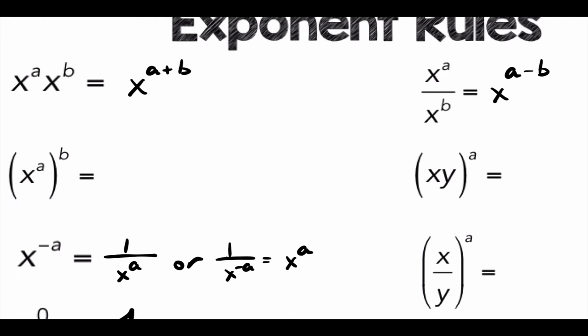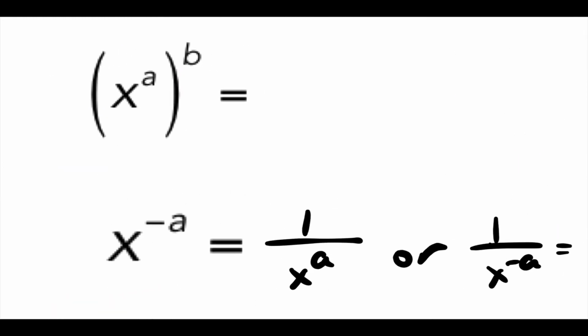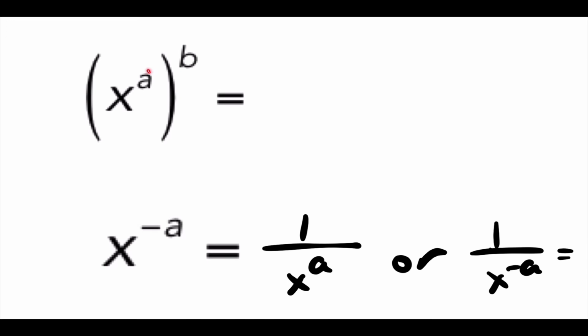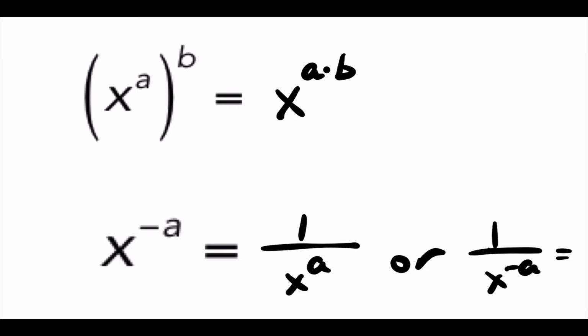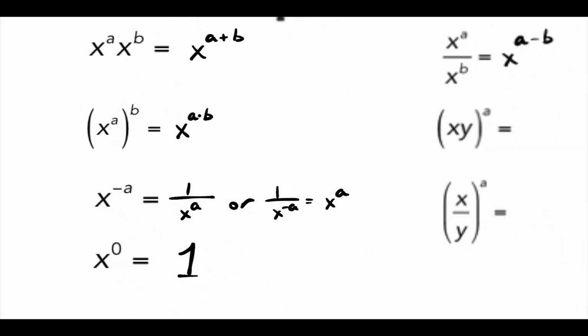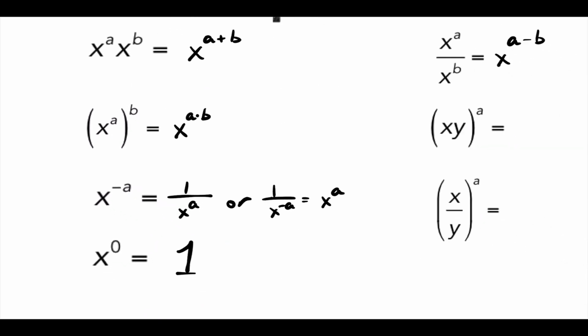Okay. How about this one here? A power to a power. What if I have a power to a bigger power? What do I do with both of those guys? That's when I multiply. Yep, that's when I multiply. When you have a power to a bigger power, multiply the powers. Okay, and then the last two.